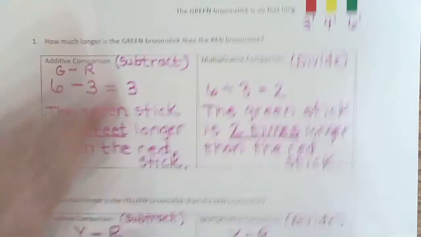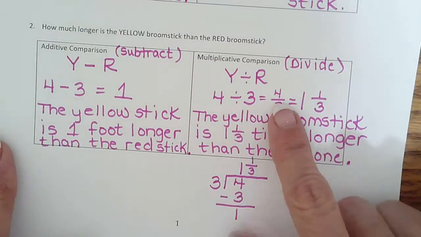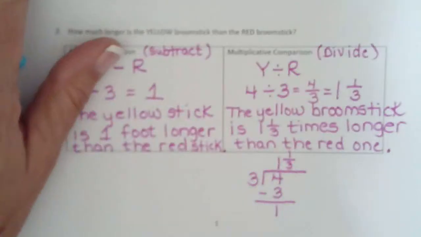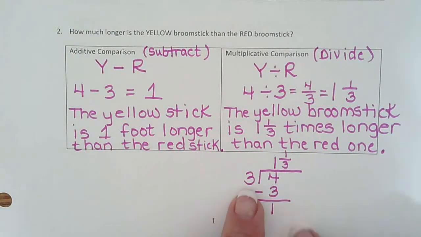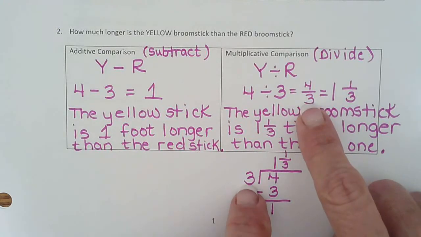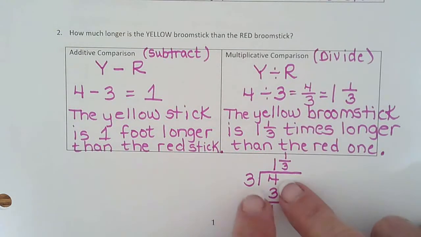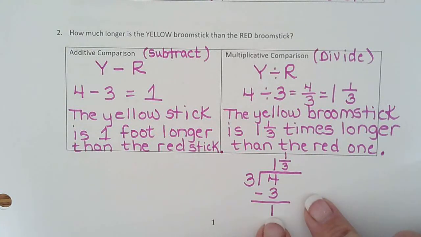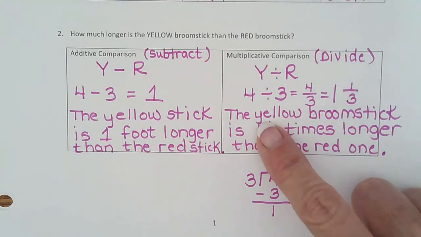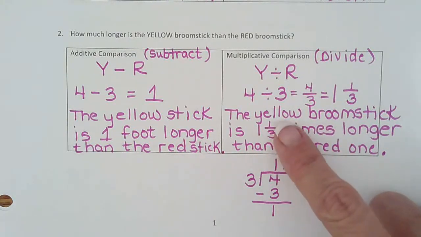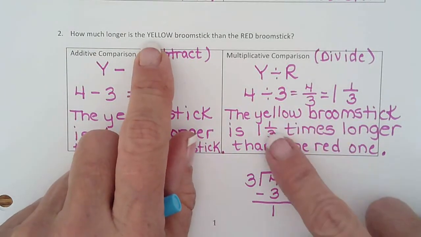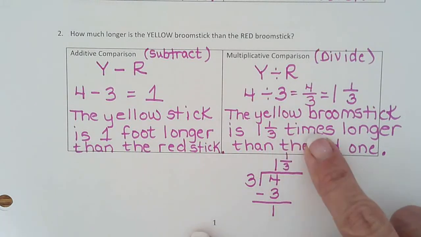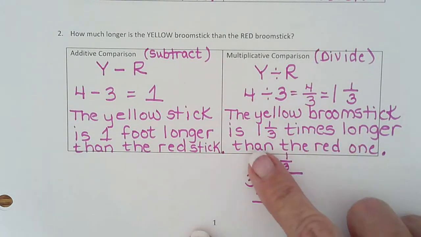divided by 3, which is the same thing as 4 over 3. And then I went down here to show you how to change that to a mixed number. So 3 goes outside, 4 goes under the division sign, 3 goes into 4 once. 1 times 3 is 3. When we subtract, we get 1, so it's 1 and 1 over 3. So we were writing this as the time ran out. The yellow broomstick is 1 1/3 times longer than the red one.